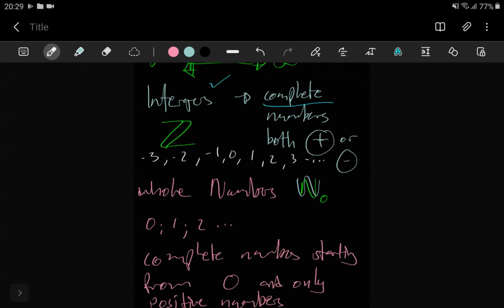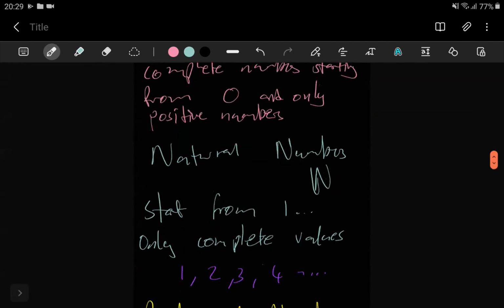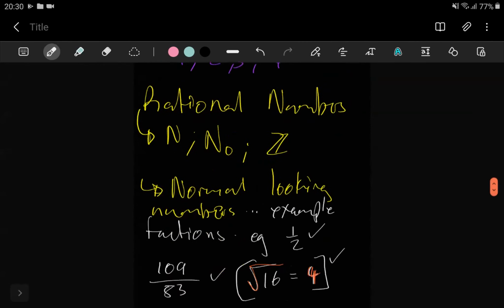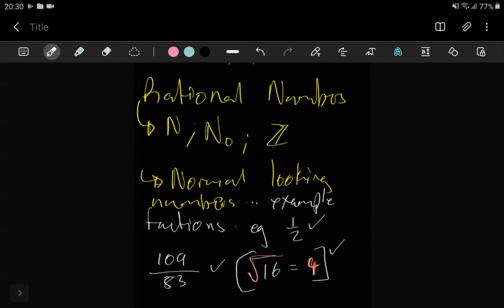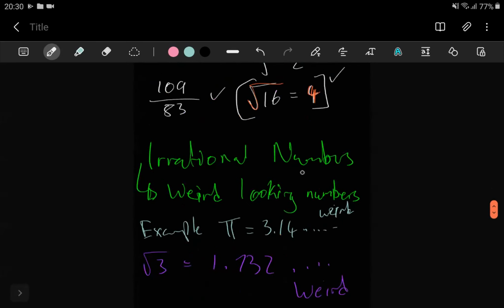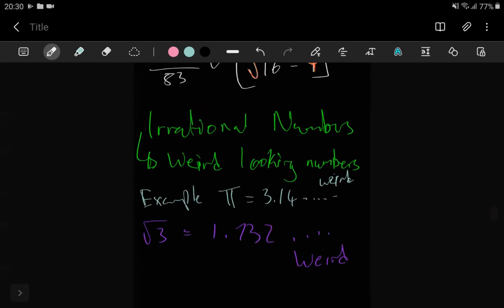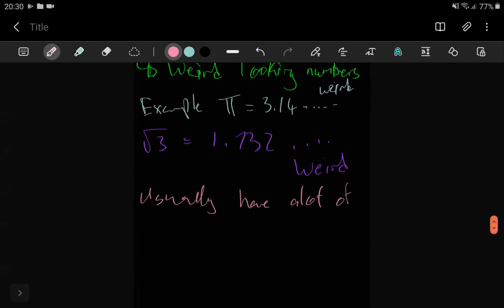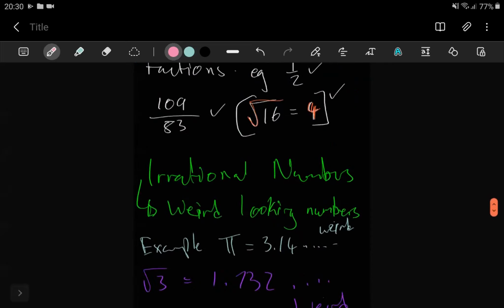And then we said what you may call rational numbers. You have natural numbers in there, whole numbers in there, integers in there, and they're just normal looking numbers. For example, fractions, like 1/2, or square root of 16, that's just a 4. Those are rational numbers. And then we said irrational numbers are just weird looking values. They usually have extended decimals, a lot of decimals, like that. Those are irrational numbers.